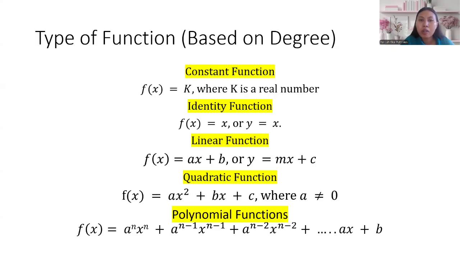Okay, the last, polynomial function. The general form of a polynomial function is f of x equals a_n times x to the power of n plus a_(n-1) times x to the power of n minus 1, and so on, plus a times x plus b. Okay.